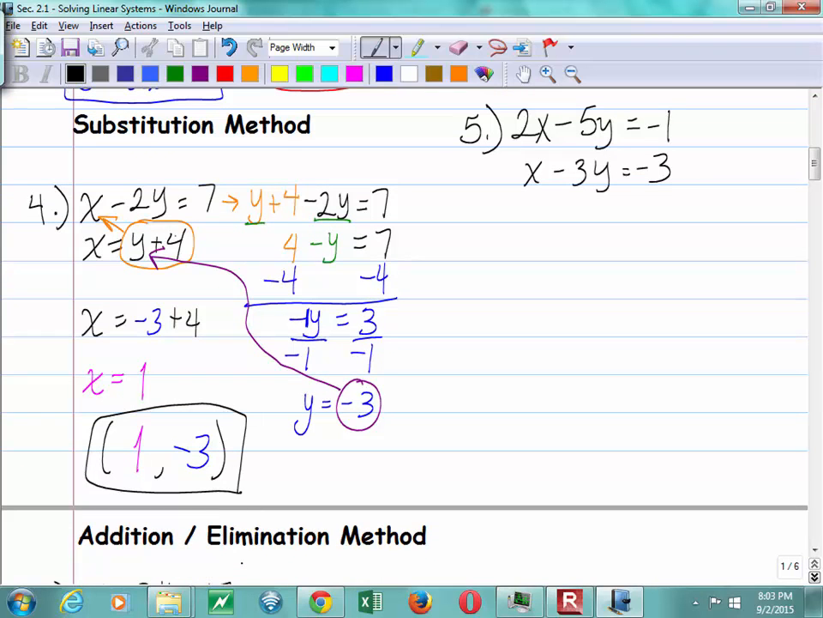Okay, and then let's do the same thing on number 5. If I want to use the substitution method, like I said before, I have to have one of my equations with one of my variables already isolated. The easiest way to accomplish that for number 5, since I don't have it already, would be to take the second equation and get x by itself. To do that, all I need to do is add 3y to both sides of that equation. So that would give me x equals 3y minus 3.